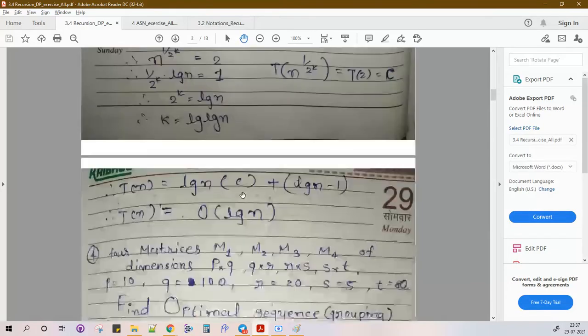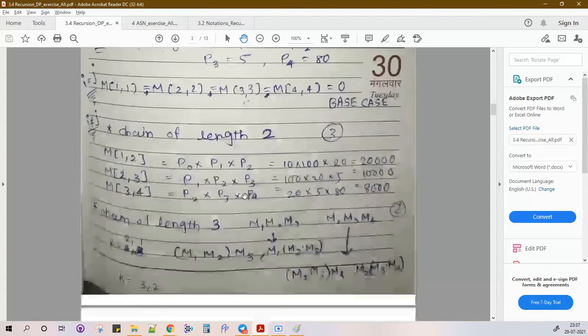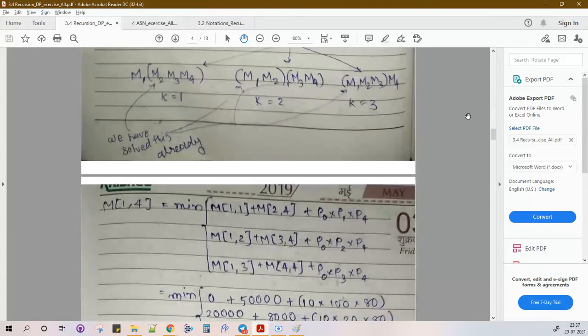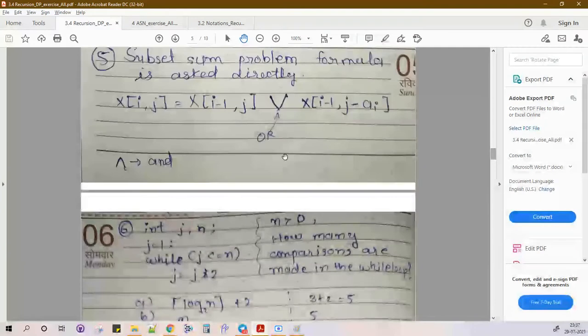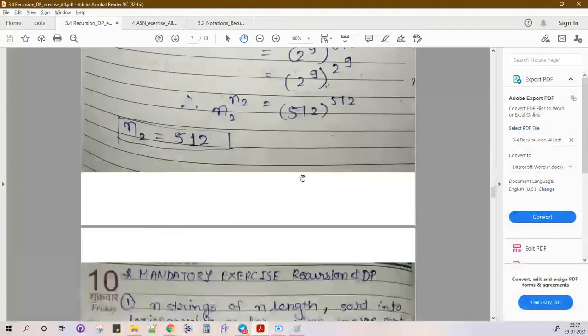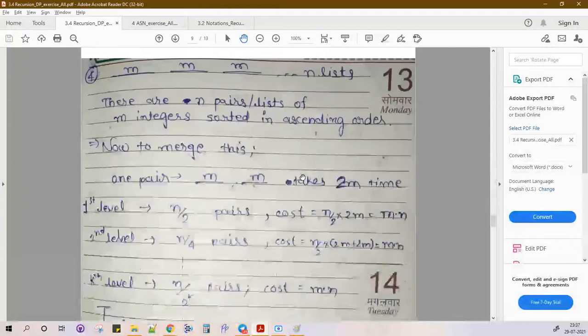Question number four. No, five. Recursion and DP exercise. Okay, not this one. This one, assignment problems. Yes. One, two, three, four.